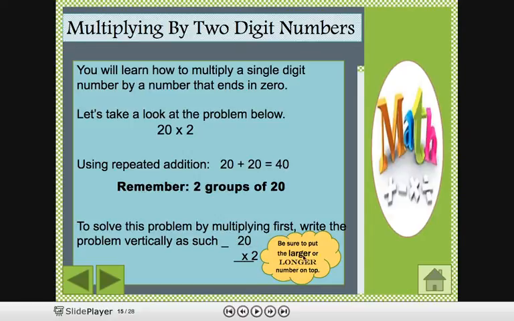We put the larger or longer number, because a longer number would be a larger number, on top, and our smaller number on bottom. We want to make sure we line up our place values. So this is a poor example, but the 0 should be over top of the 2.